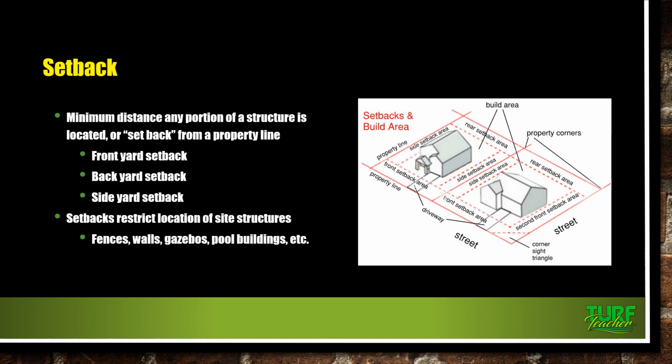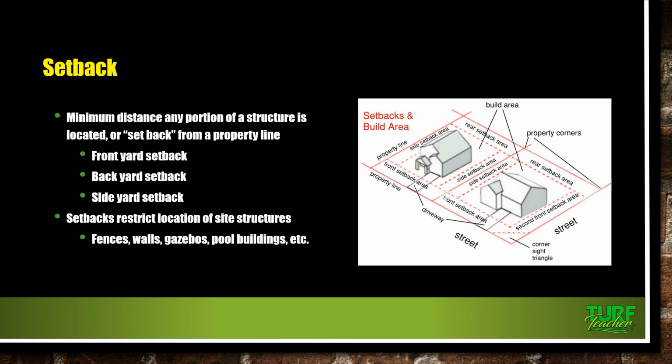Setback: the minimum distance any portion of a structure is located from the property line. As you can see here in the picture, you've got the front setback with the red lines. They can't build anything in front of that. And then you've got the second front setback on the corner lot. And then you've got that corner sight triangle that nothing can be on.